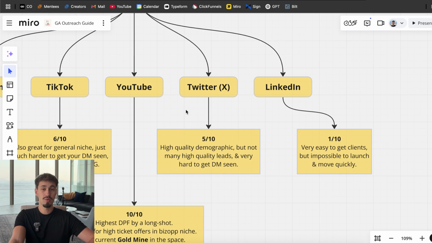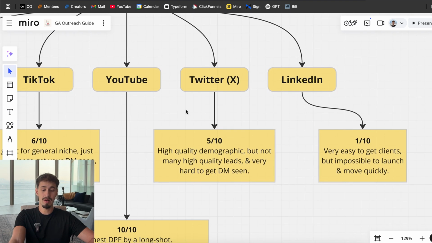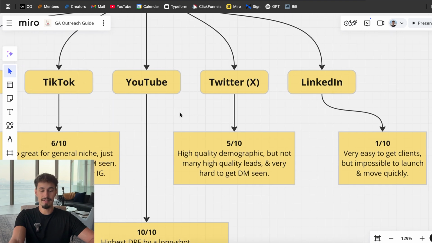Next is Twitter. Twitter is actually really solid, perfect for BizOp, high quality demographic, but there are not that many high quality leads and it's very hard to get your DM seen. The outreach on Twitter is really competitive, there are so many bots.